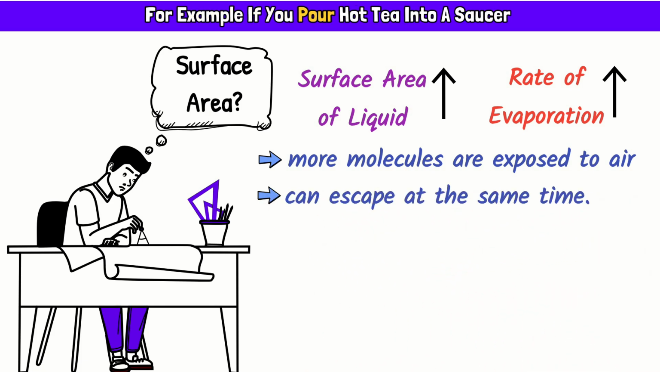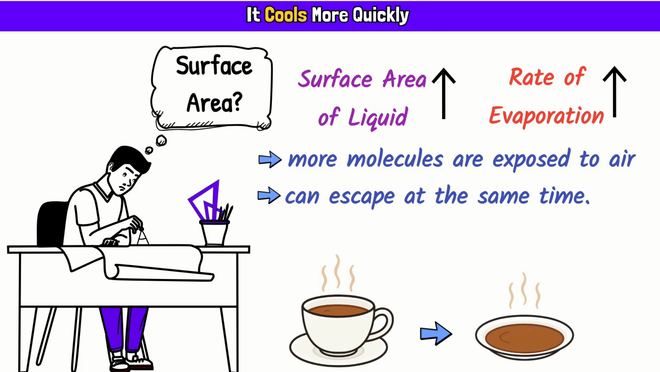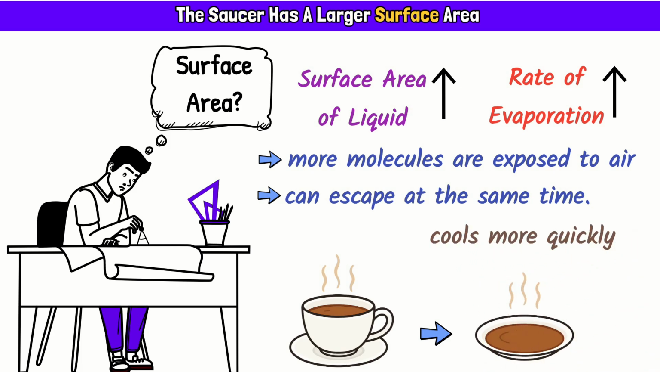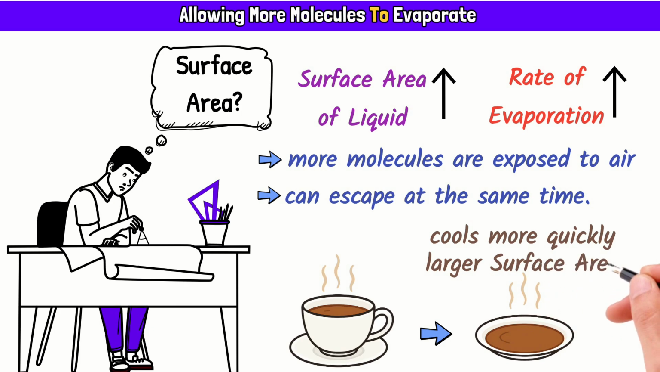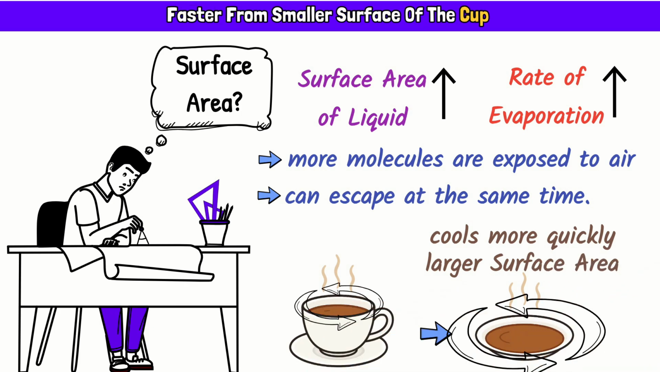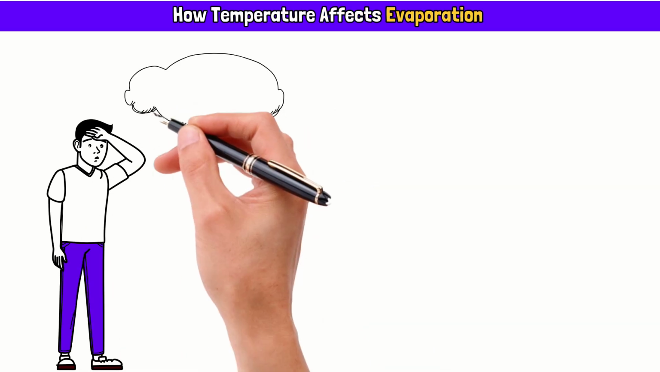For example, if you pour hot tea into a saucer, instead of keeping it in a cup, it cools more quickly. This is because the saucer has a larger surface area, allowing more molecules to evaporate faster than from the smaller surface of the cup.